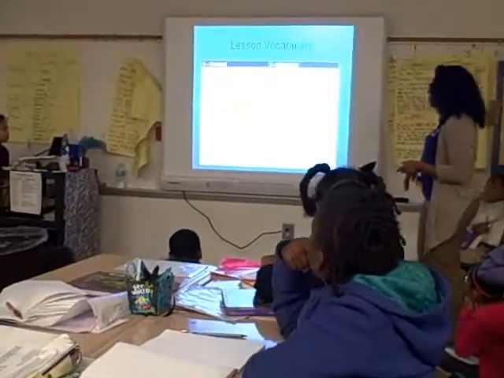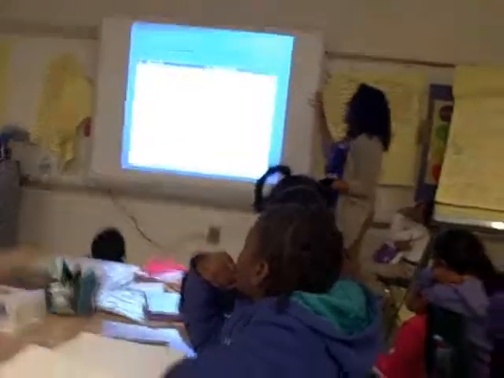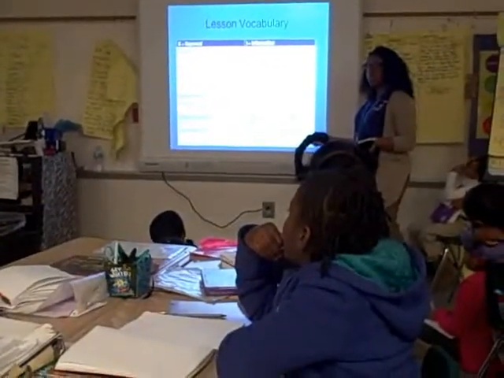Next slide. All right, so our lesson vocabulary, I kind of went ahead of myself, and I wanted you to see the pictures so that we can tie it into our definitions with our Frayer model.